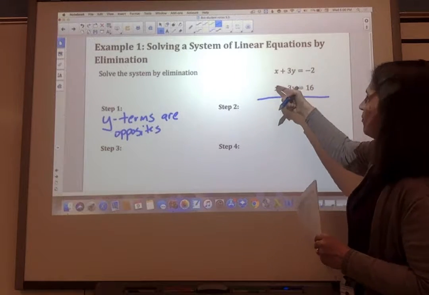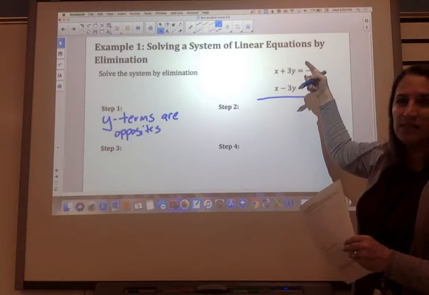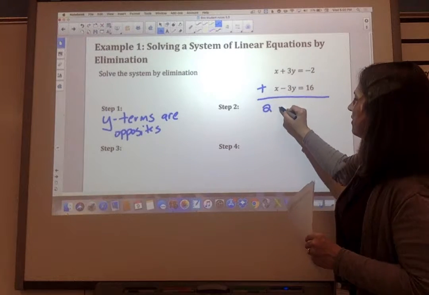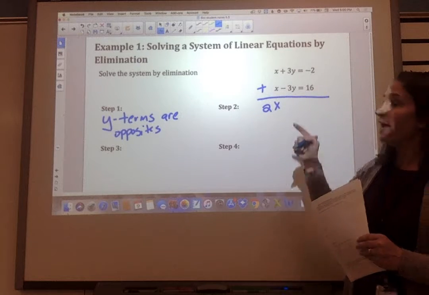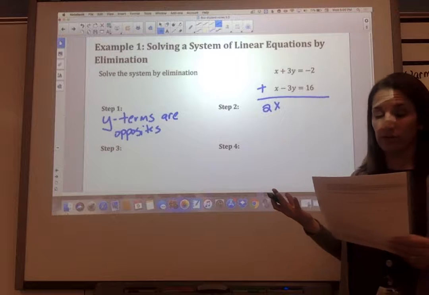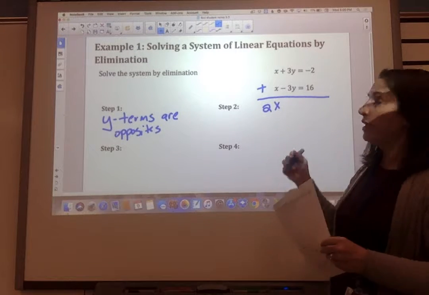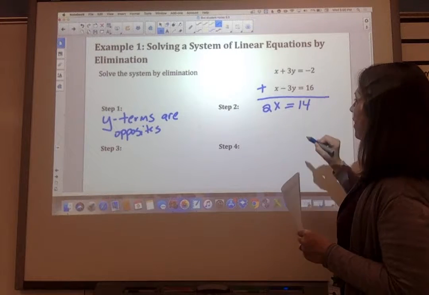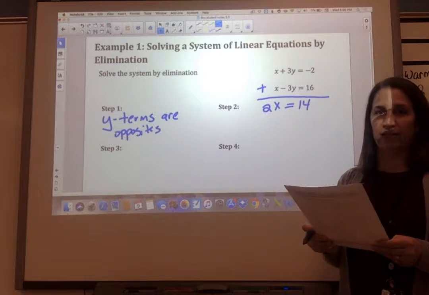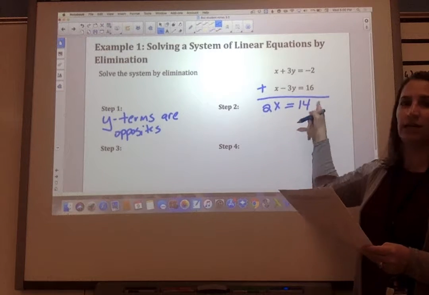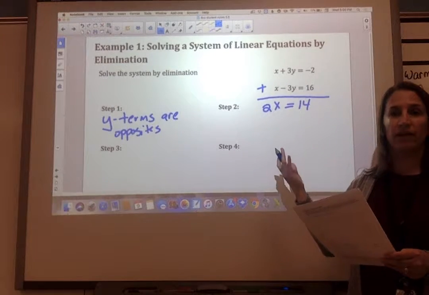So we're already lined up with the x's right on top of the x's, the y's on top of the y's. So we're just going to do x plus x is 2x, and 3y minus 3y is 0. So that's eliminated. That's our goal. And negative 2 plus 16 is 14. So 2x equals 14.